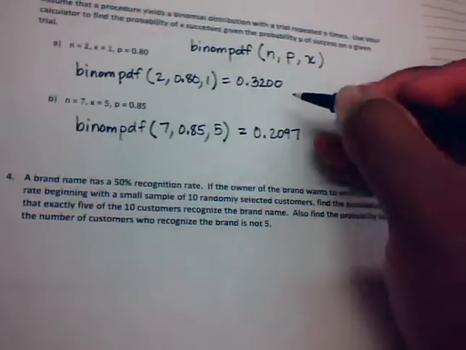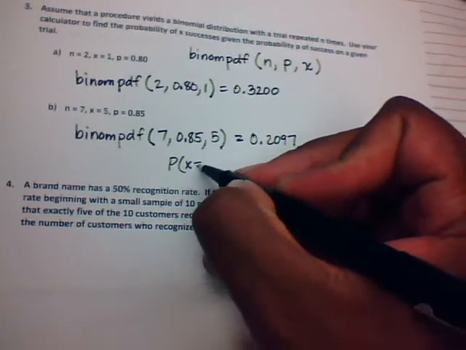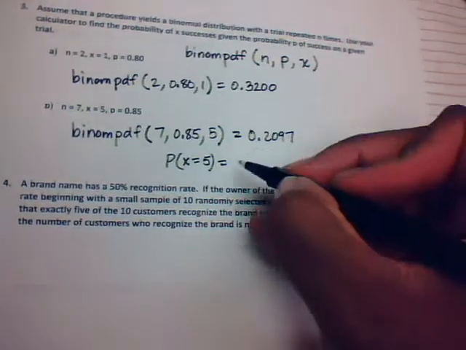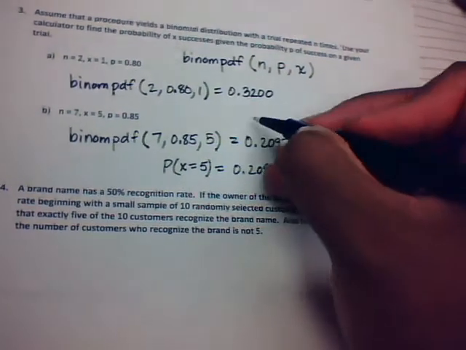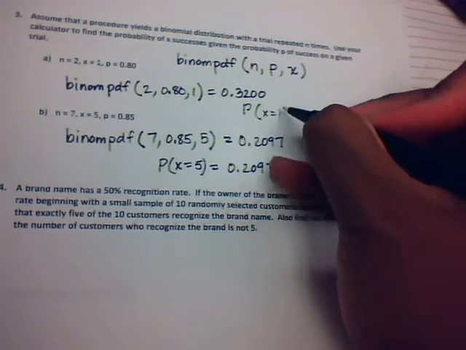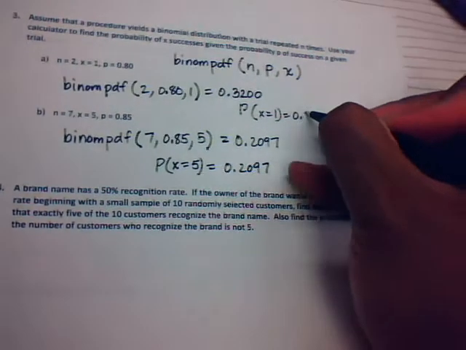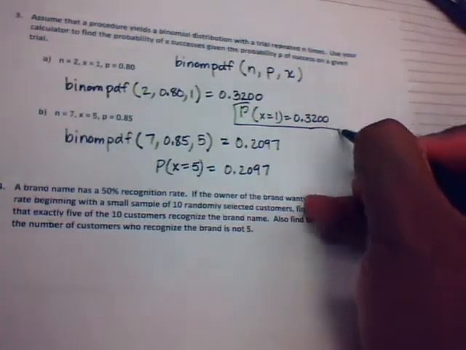Okay. And by the way, you have to write it like this. The probability that you have 5 successes will be 0.2097. And the other one, in part A, the probability of exactly 1 success, that would be 0.3200. That's how you'll write those.